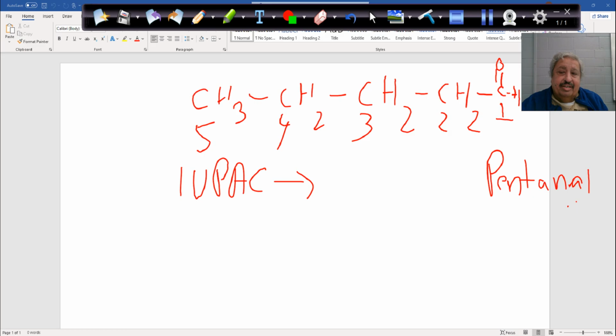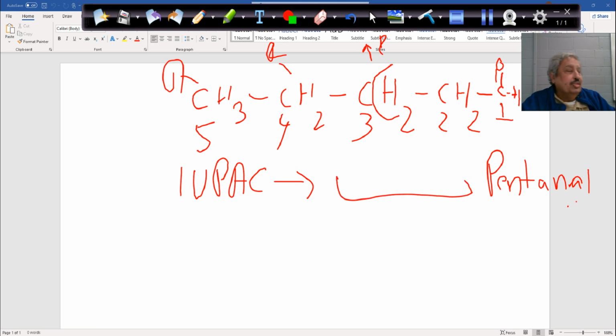That's because I can replace the hydrogen with groups. Then you can number them accordingly. This is number 1, and whatever substituents will come here. But the whole thing is called pentanal. I'll stop here, and then we'll go and see the ketones.